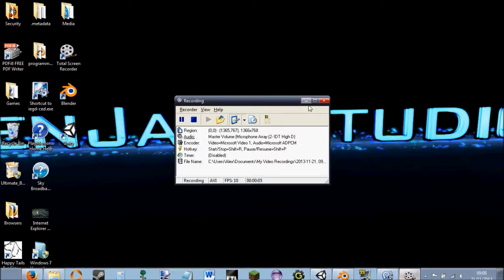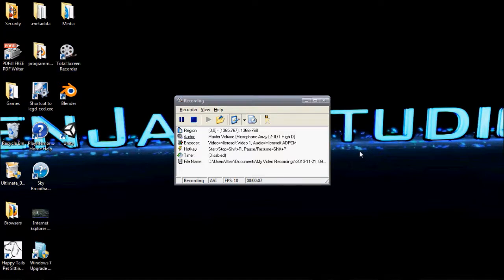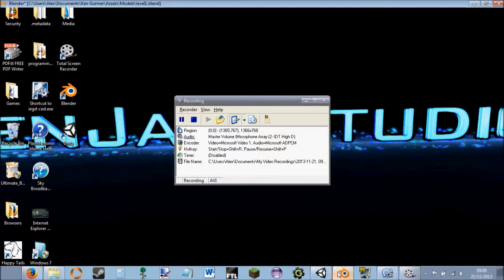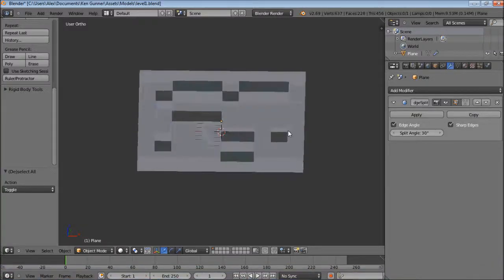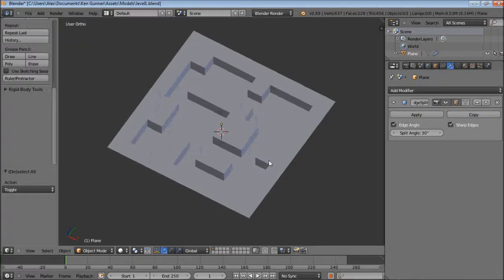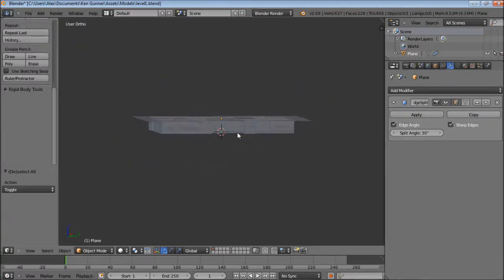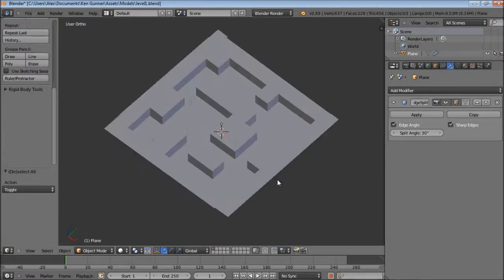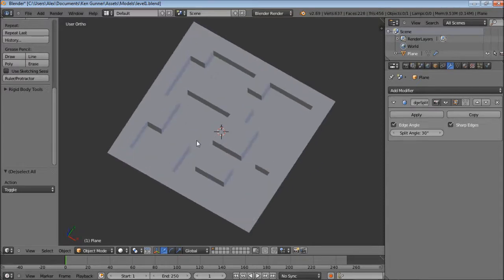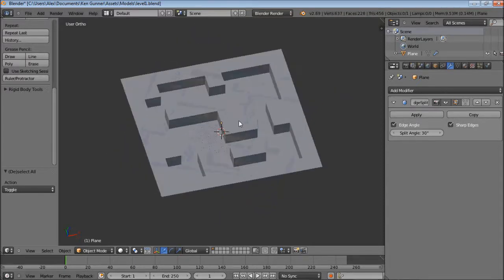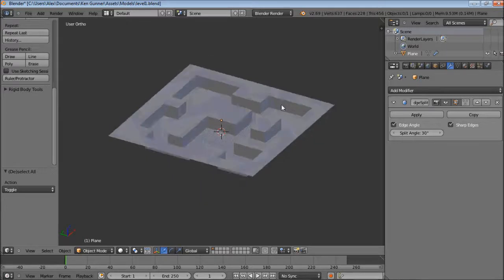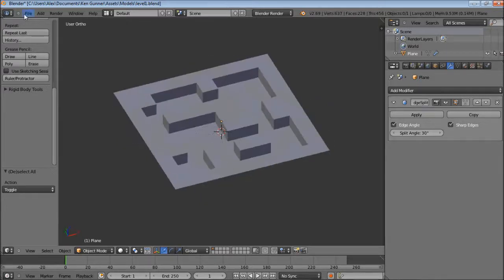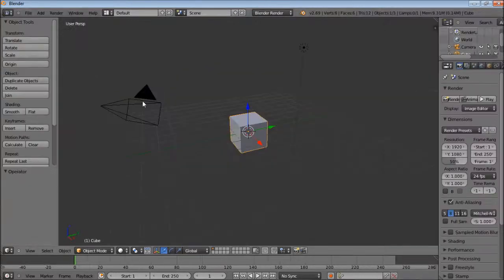Okay, so just sort of an update on what's going on with my game. This is the first level, modelled in Blender, which is really easy to do. I'll just do it now quickly to show you what I mean. It could not be simpler.